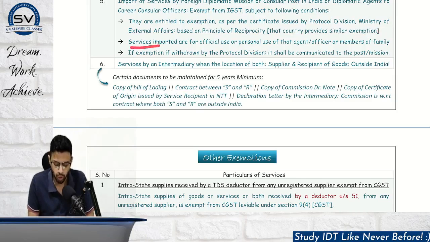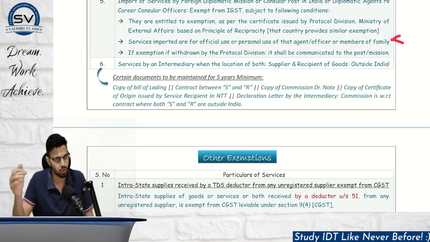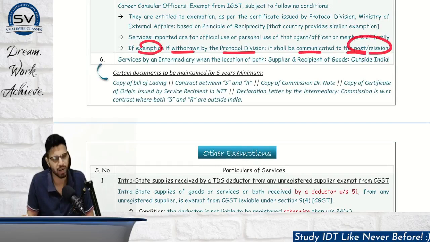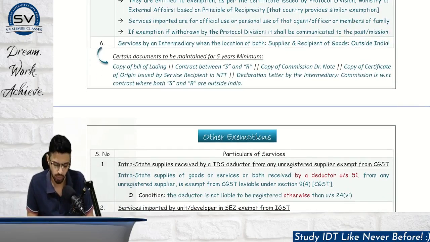Services imported are for official use or personal use of that agent or members of his family. So there is no restriction here. He can import for personal services, personal reasons as well. If exemption is withdrawn by the protocol division, it shall be communicated to that post mission. That is obvious. That is an administrative point.